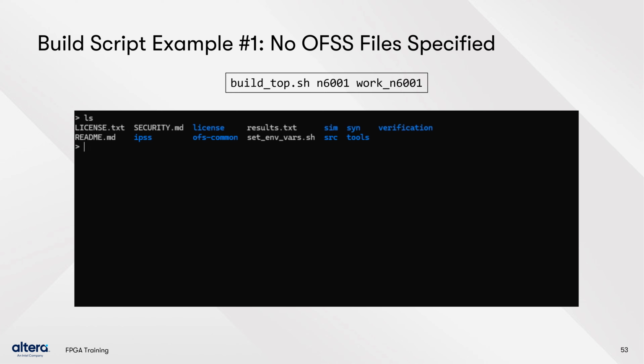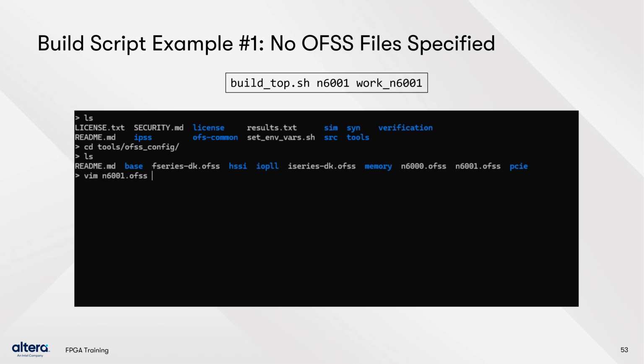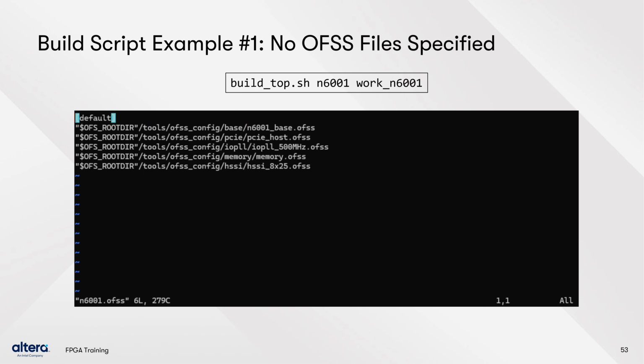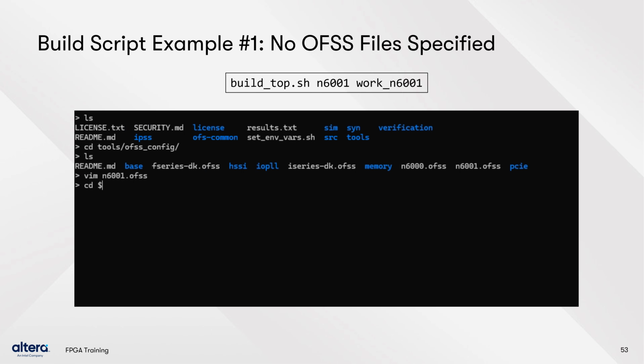Here, I have already cloned the OFS Agilex 7 PCIe attached GitHub repository. When I change to the tools/OFSS config directory, we can see the provided top-level OFSS files. In the N6001 OFSS file, we can see all of the individual IP OFSS files that will be used when we run the build script targeting the N6001. Closing this file, I change back to the OFS root directory to run the build script.